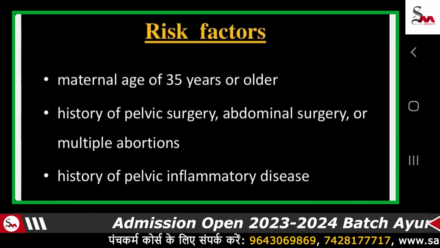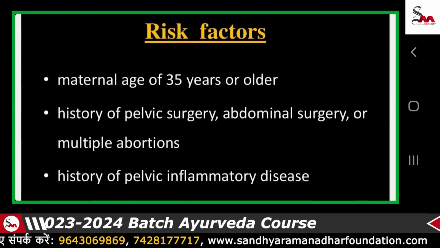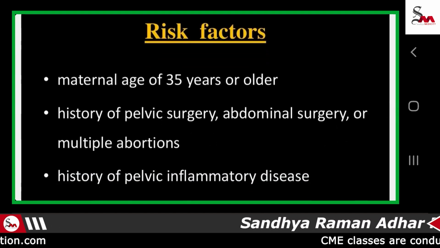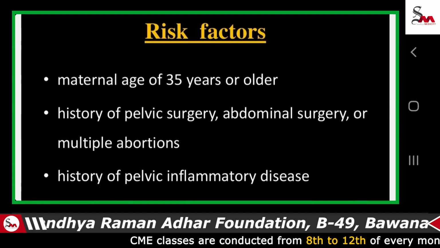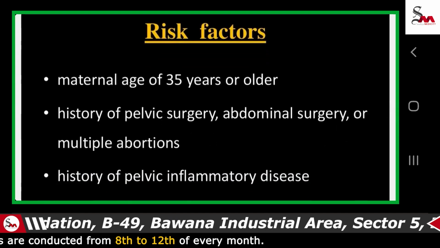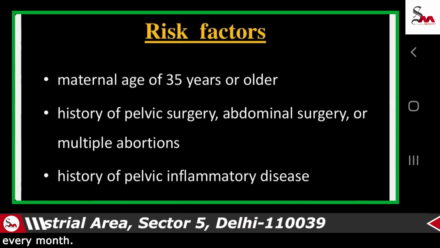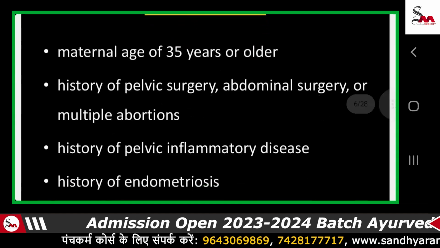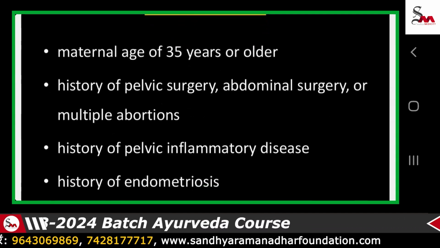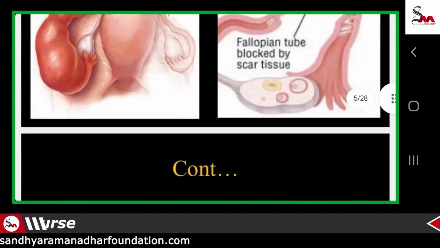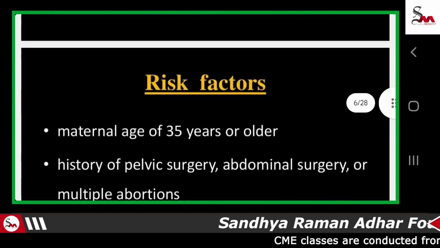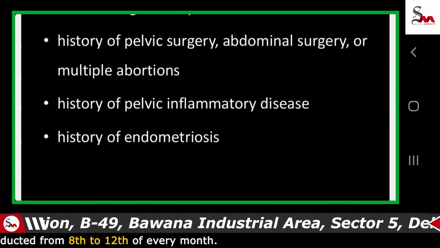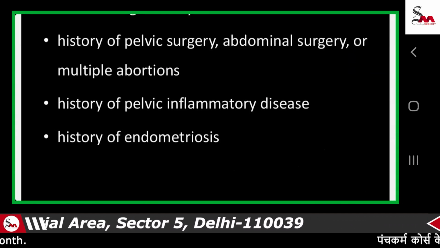History of pelvic surgery, abdominal surgery, or multiple abortions. So these also facilitate it. As we discussed, the pregnancy may continue in the layers, or due to surgery some scarring is there, and due to multiple abortions the motility and the normal anatomy and physiology of the uterus might be disturbed, so it facilitates ectopic pregnancy. History of pelvic inflammatory disease, due to inflammation also, as we saw in the figure here, that it is an inflamed fallopian tube. So due to inflammation it is difficult to propel the eggs towards the uterus, and there is quite a possibility of tubal pregnancy.